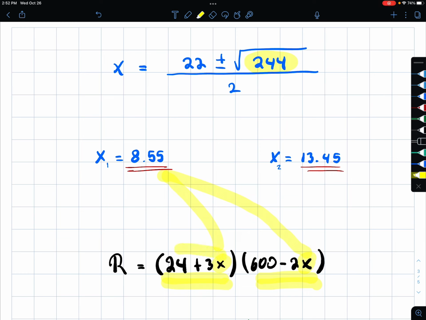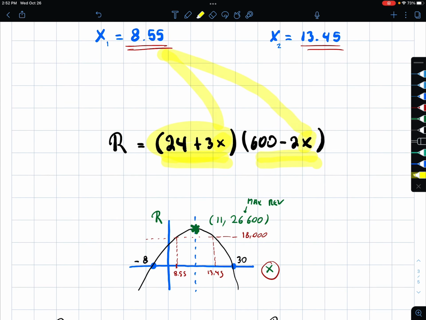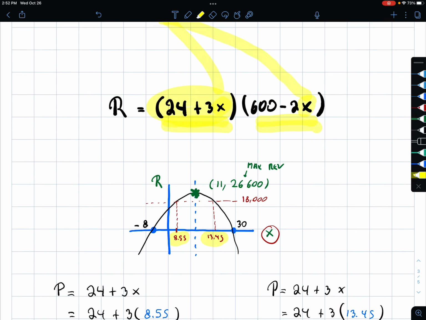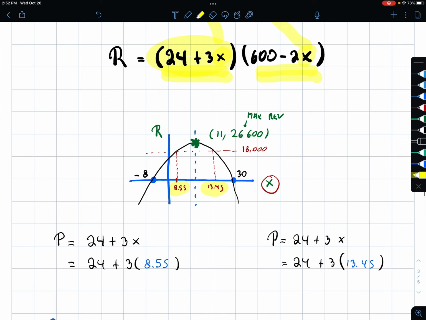I'm just going to take this part, which is the one that's going to give me the price. It's $24 to start with. I increase it by $3 times x. Now I found x. So let's see what this would be like. I realize that my x is 8.55 or 13.45. I got that from my graph from before. But again, I'm looking for the price, so I'm going to plug it into the price function. On the left side, my first price was 24 plus 3 times 8.55. And on the right side, 24 plus 3 times 13.45.